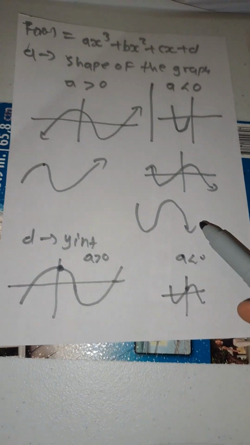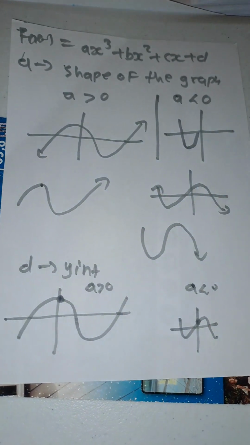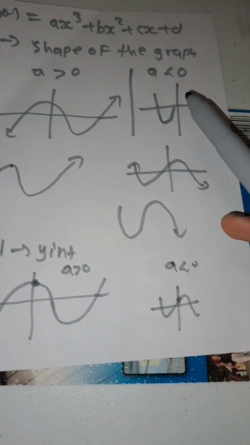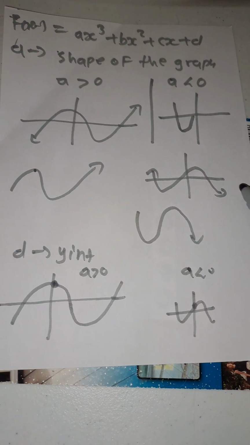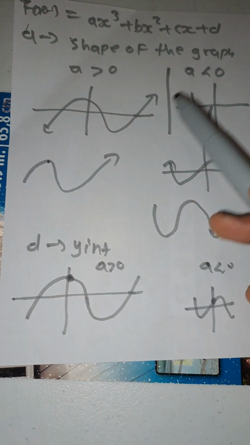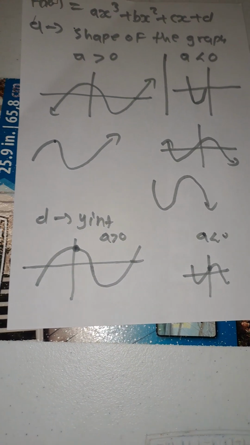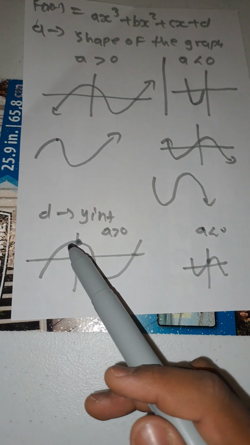So a is the shape of the graph. If a is positive, my graph is going to be like this. If a is negative, my graph is going to be like that. So in simple terms, it is just like this: maximum, minimum, then up. Then this one is minimum, maximum, then down. Okay, then this is just the d, which is the y-intercept.